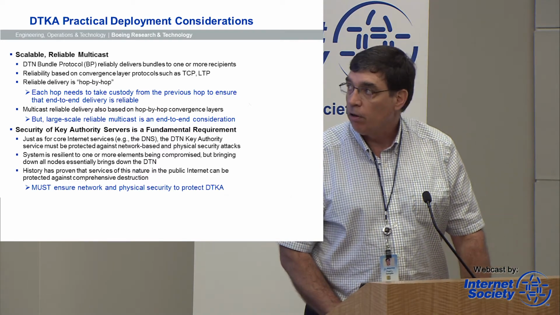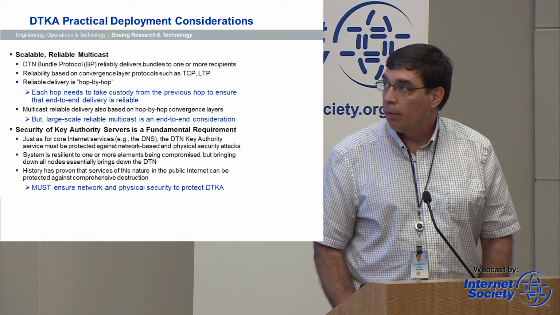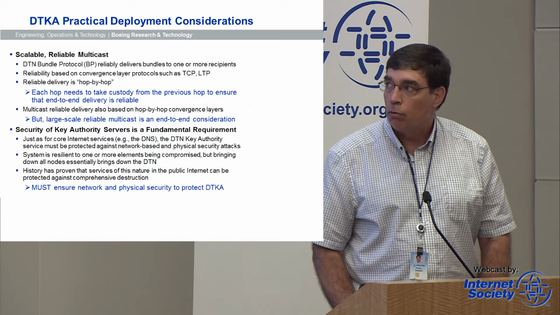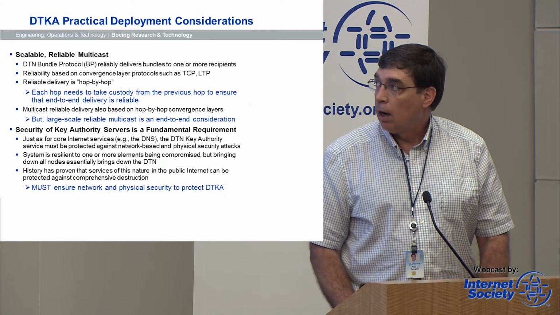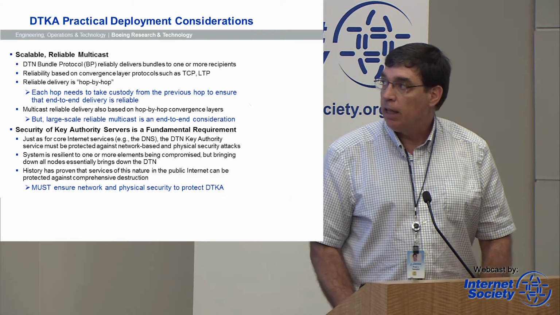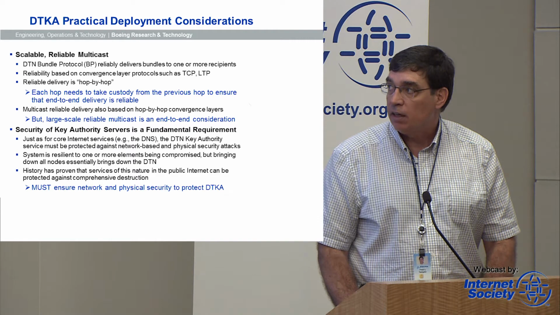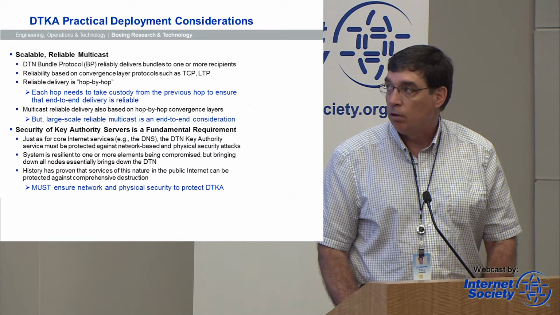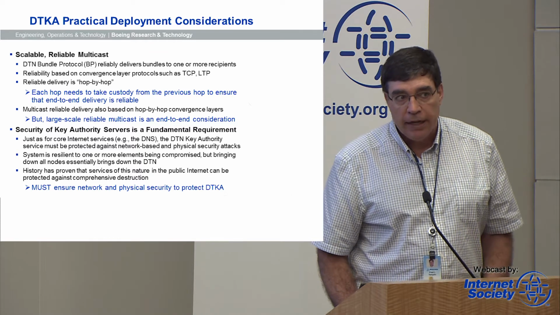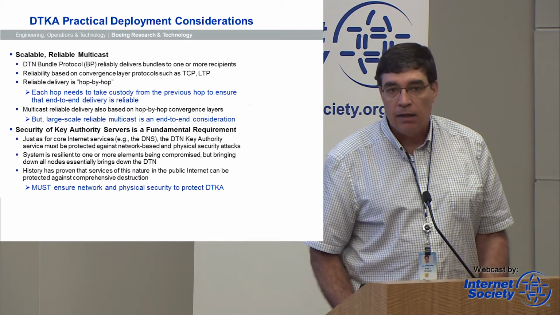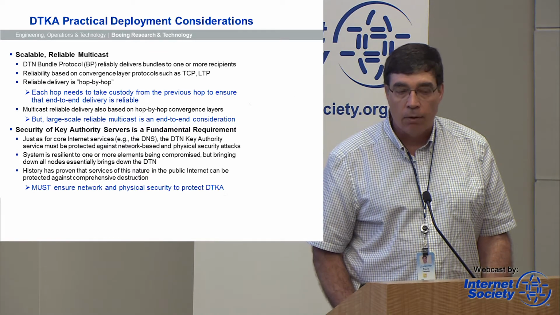The system is resilient to one or more elements being compromised, but if you bring down all of the key authority nodes, it's the same thing as bringing down the DTN. But history has shown that services of this nature can be protected against comprehensive destruction. So it would take a massively coordinated event to bring down the DTKA key authority nodes, and I'll show that in the demo that's going to follow.